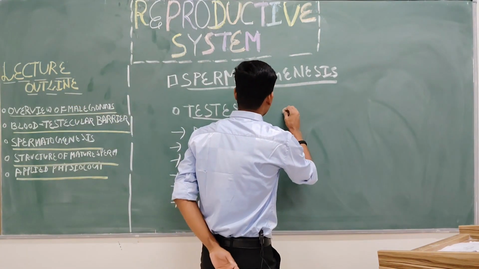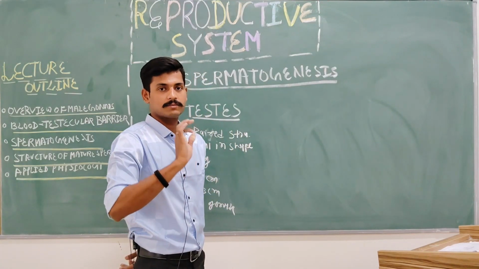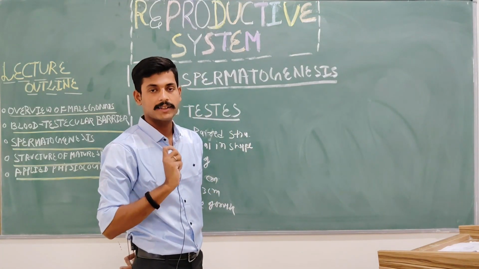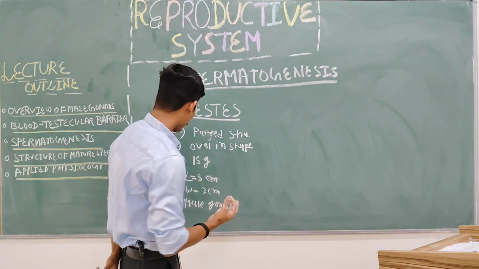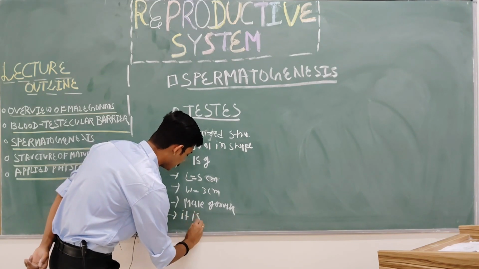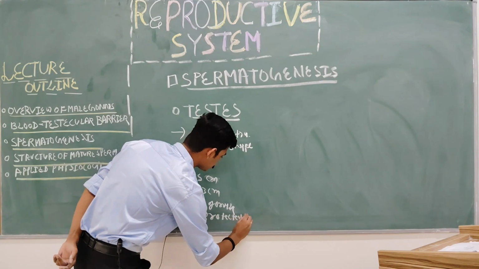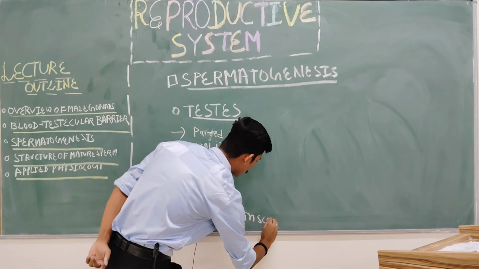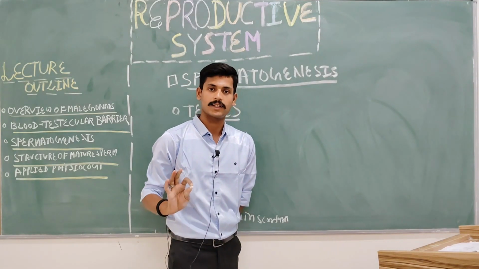Now see, the testis is present, or protected, in the scrotum. It is protected in the scrotum. Okay, write it down. It is protected in the scrotum, isn't it? Understood?